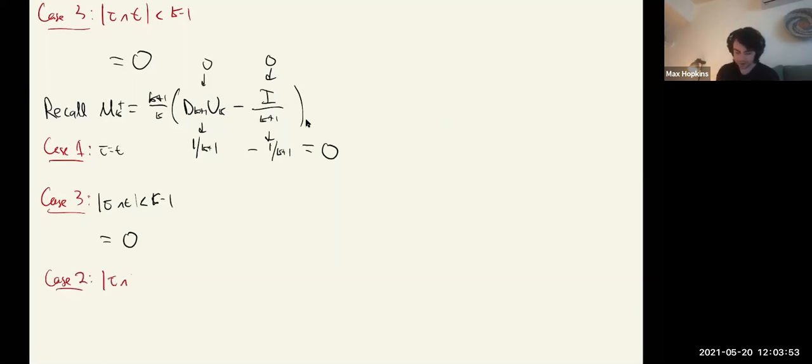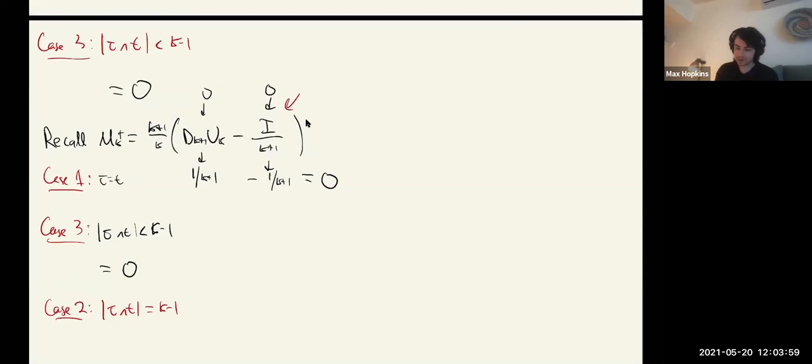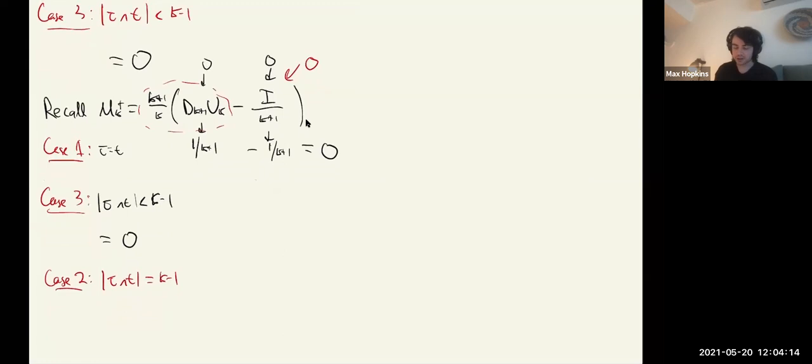And here we have tau intersect t is equal to k minus 1. And in this case, there's still 0 contribution from the identity, right? Because this is an off-diagonal term. Tau is not equal to t, so it's off the diagonal. It has 0 from the identity. So all you get is this normalized version of the up operator term. So just, before we had 1 over k plus 1, now it's just going to turn into 1 over k. So what do we get?